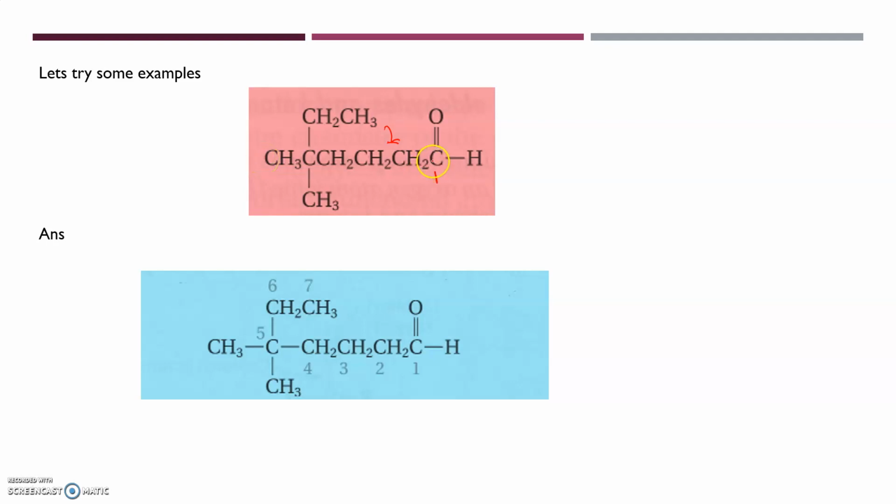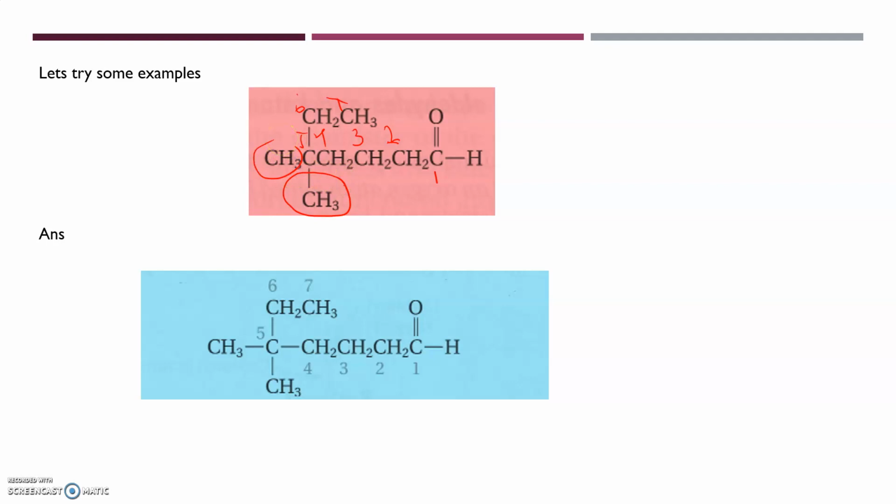Okay, let's try another one. 1, 2, 3, 4, 5, 6. It's also 6 that way. 1, 2, 3, 4, 5, 6, and 7. So this is the longest chain. 4, 5, 6, and 7. This is the longest chain. Other than that, these are substituents.